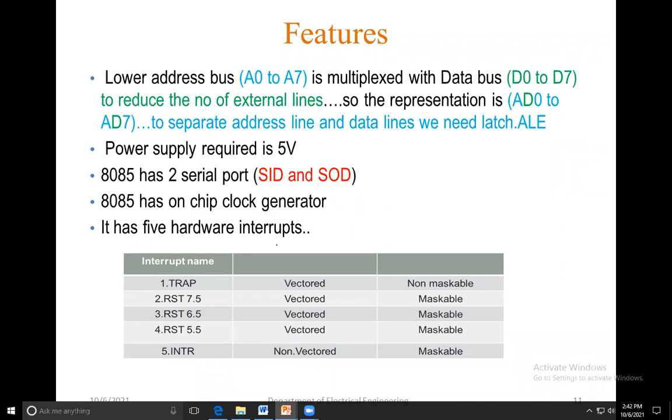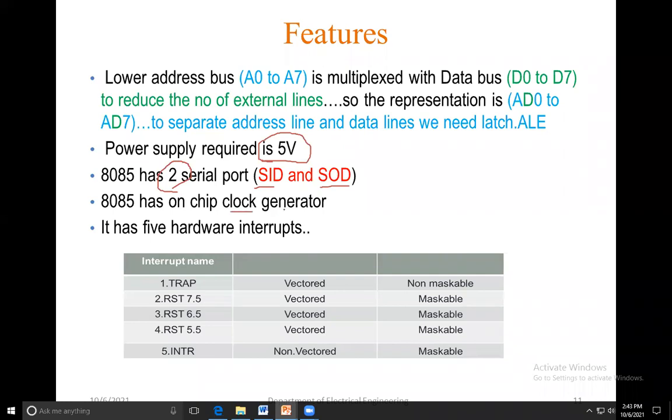Then next is the power supply. You must remember the power supply should be 5 volt, not more than 5 volt. Next is the serial port. What is the serial port? Serial input data, serial output data. We are discussing serial communication programming. There are two serial ports.